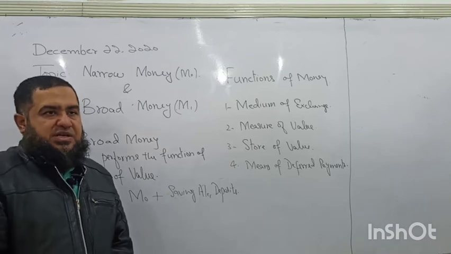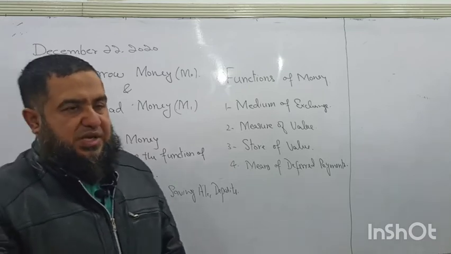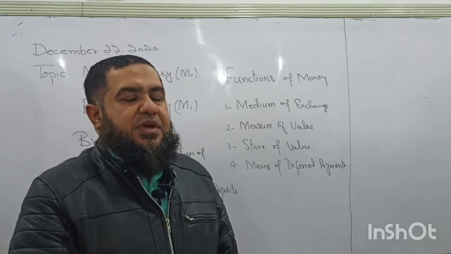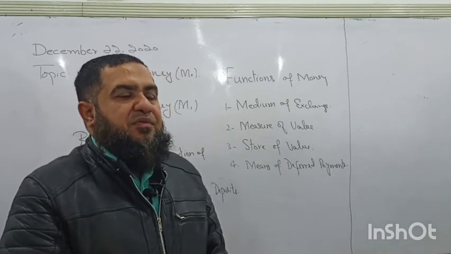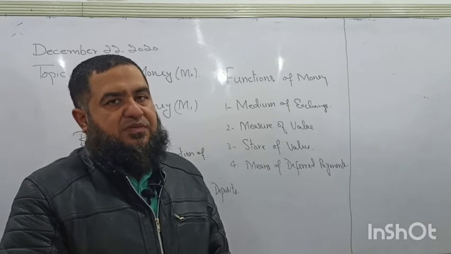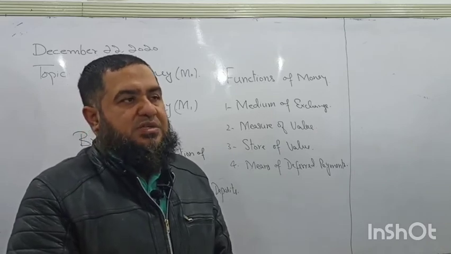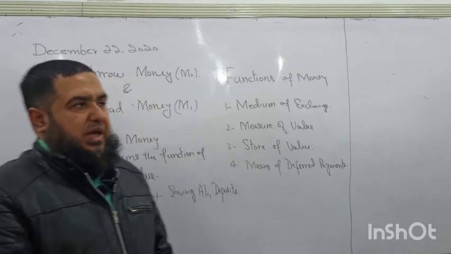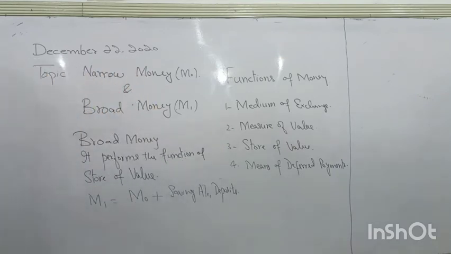Any asset, whether it is a financial asset or any property or real estate, which bears more reward in future time, will have more store of value. That money is having a broad category, as it has more store of value in future. That money is called broad money, as in future depositors will have more money. So this is about our narrow money and broad money.